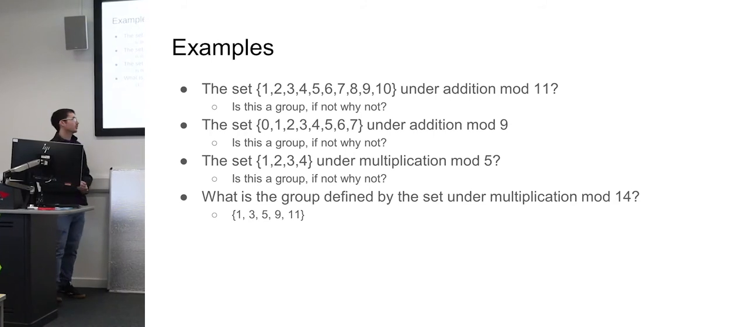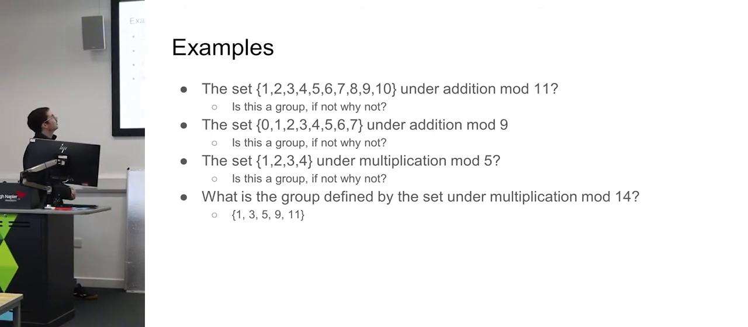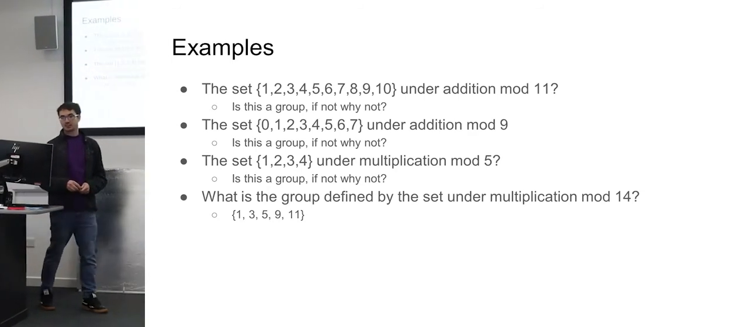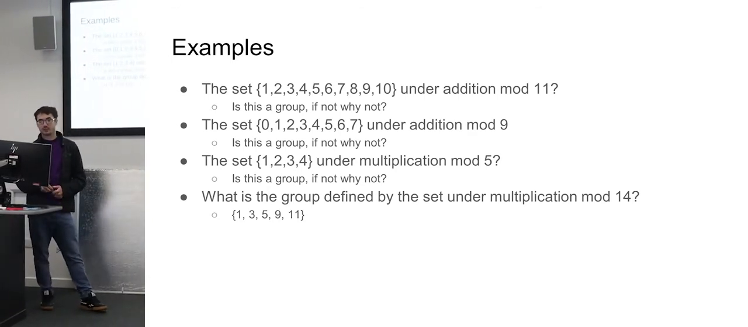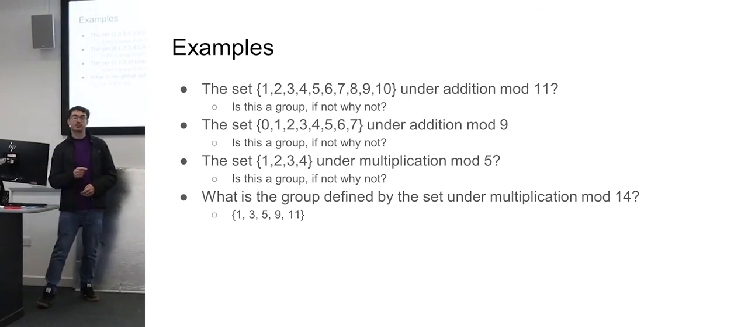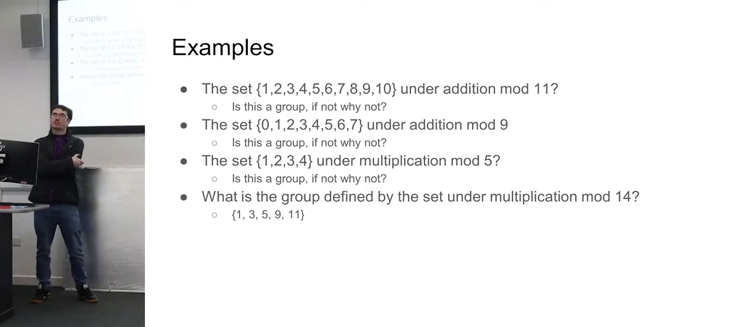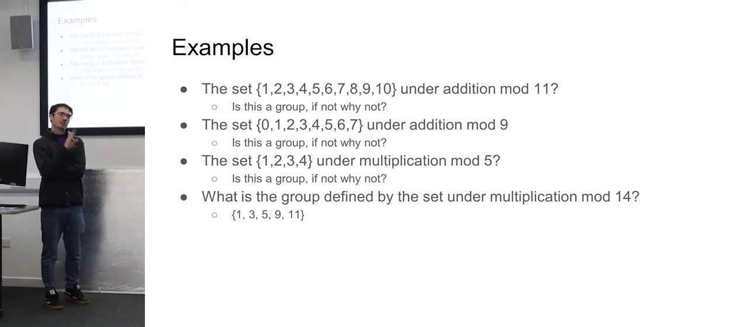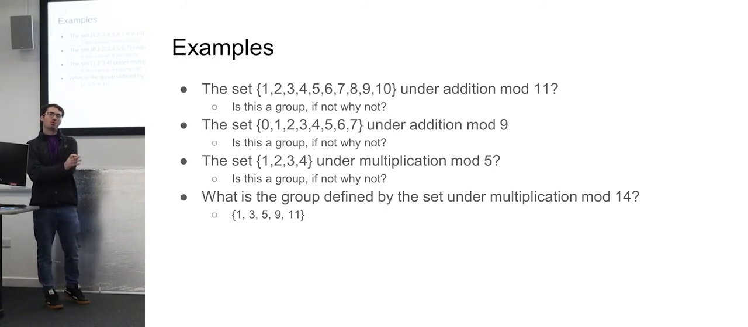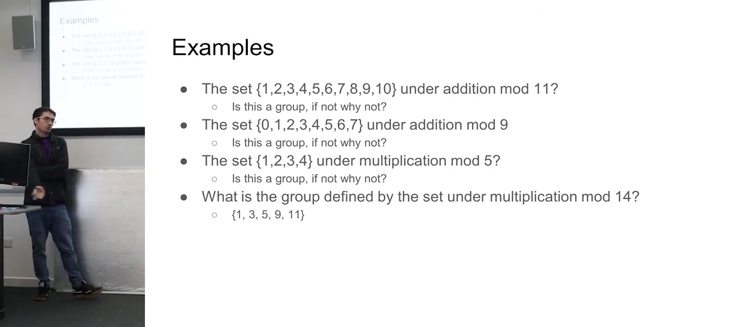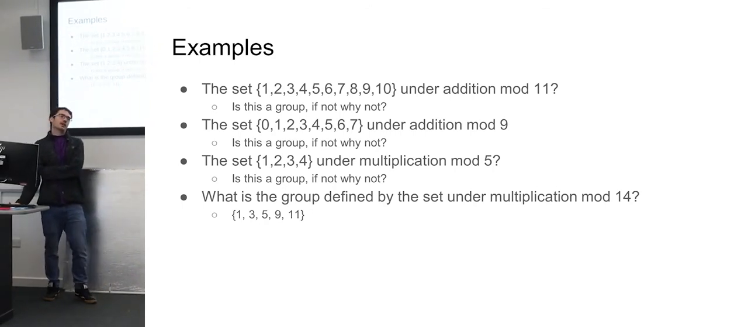Okay, here's some more examples. Is this set a group, 1 to 10, under mod 11 addition? And if not, why? Whenever you're looking at whether something is a group, you've got to be thinking, what are the rules? Does it meet the criteria of all these rules? And if not, what rule is broken? Obviously, if you can prove one of the rules is broken, then you know it's not a group.